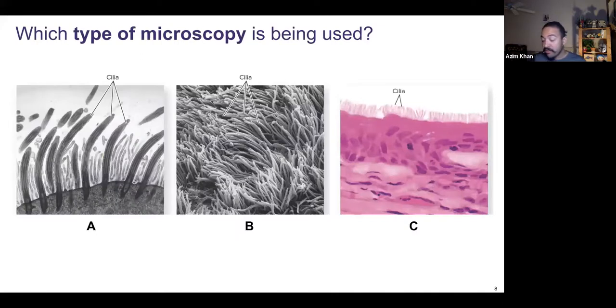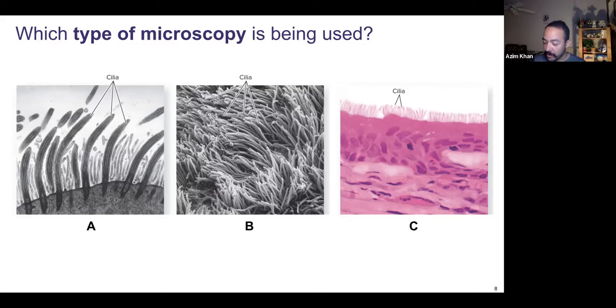So here's an example of a cell structure called cilia. We'll talk about cilia in a minute, but they're these hair-like structures on the surface that allow for sweeping. These cilia are pictured in these 3 different micrographs. Each one is coming from one of the 3 microscopes that we've just discussed. So if you want to play along, pause the video for a second and think about what each one is. And let's go over the answers.